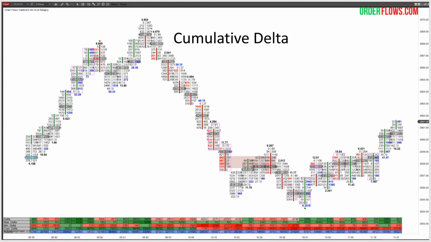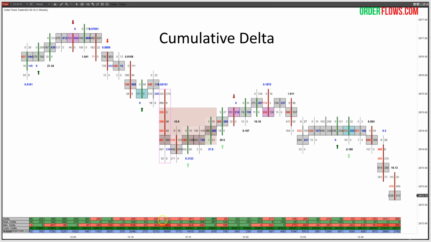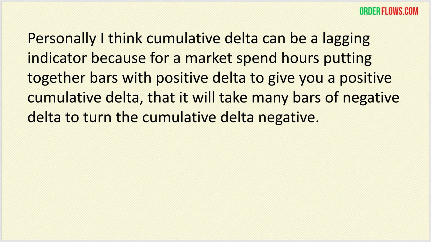It's like a basketball game, right? That's tied, and the lead keeps changing back and forth. Here's one where it's just positive the whole session, basically all the way up till the close. And one of the reasons why I'm not a big follower of cumulative delta is because I find it could be a lagging indicator.